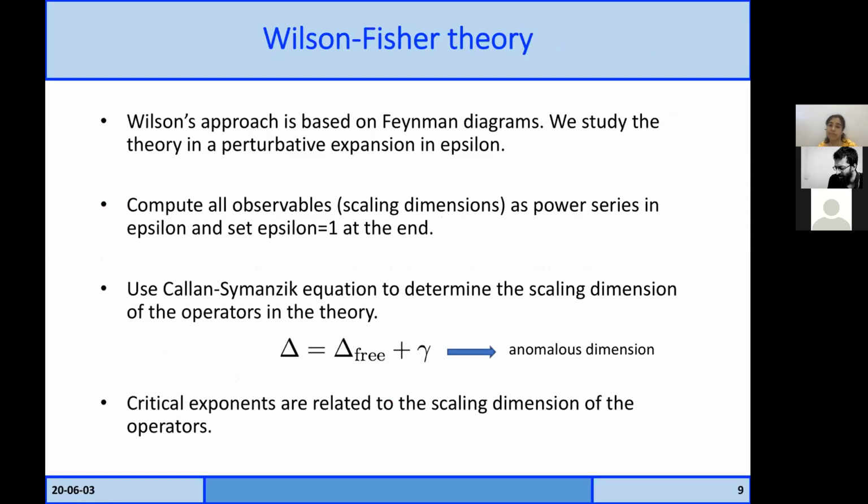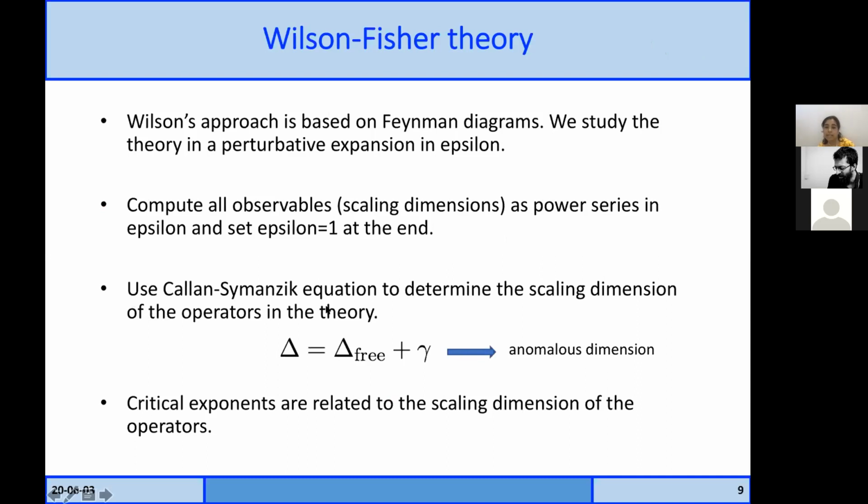Now, Wilson's approach is based on Feynman diagrams, so it's a perturbative approach. We study the theory in a perturbative expansion in epsilon. We compute all the observables, by which I mean the scaling dimensions of operators or the correlation functions, as power series in epsilon and set epsilon equals 1 at the end. Here I just want to mention that this is apparently illegal because this is an asymptotic series in epsilon, but nevertheless we just keep doing this.